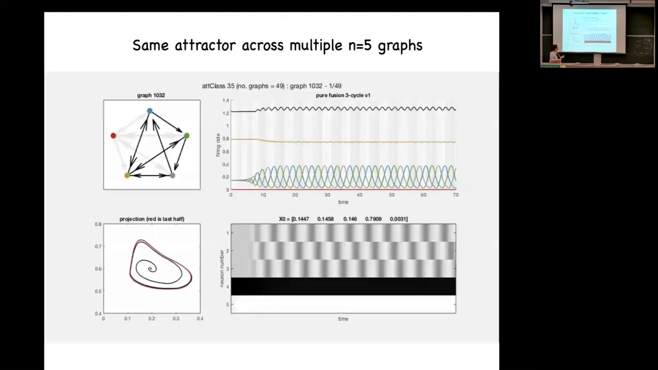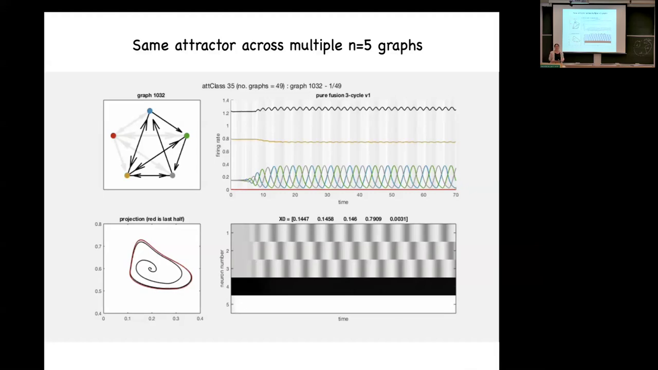But in fact, we found large families of graphs where if I compared one graph to another, the dynamical system was different, right? So maybe one graph had 2 attractors or 3 attractors and the other one only had 1, but there were attractors in common that looked identical. Okay, so this is a little movie I'm going to play for you.